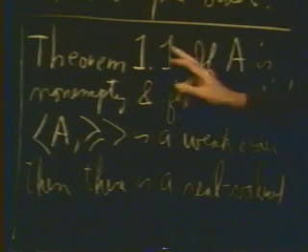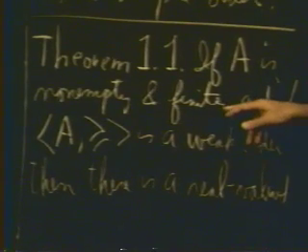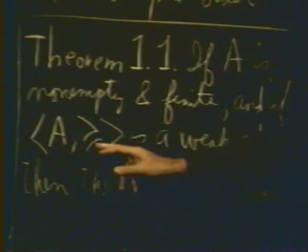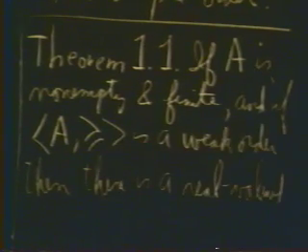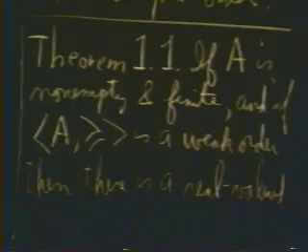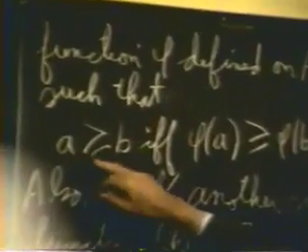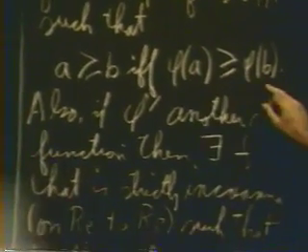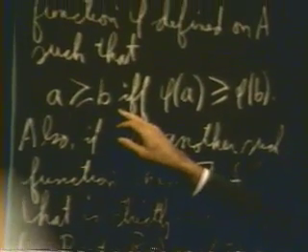So this first theorem says, if A is a non-empty and finite set, and if the relation at least as great as is a weak order, then there is a real valued function, phi, defined on A, such that A is at least as great as B if and only if phi of A is equal to or greater than phi of B. Notice, of course, phi of A is going to be a real number, and so is phi of B. So the function phi serves as the representing function.